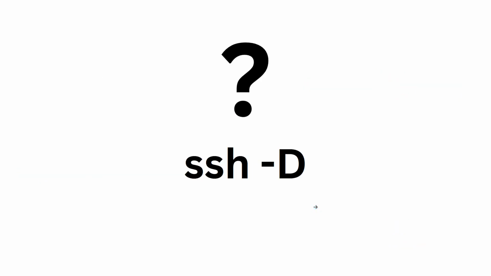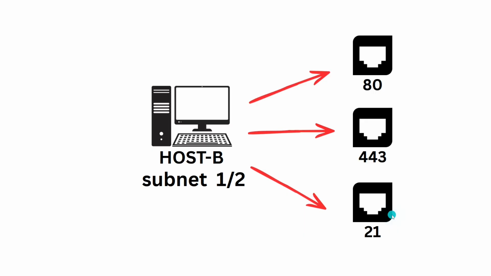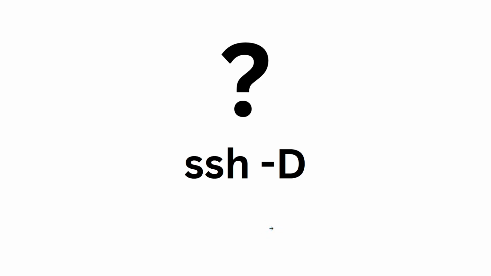Now, how do hackers pivot with SSH -D specifically? Well, the SSH command with the -D option is for Dynamic Port Forwarding. It's dynamic because you can send your data to any port residing on the destination machine, hence the word dynamic. Remember though, these are software ports, not physical ports. Now again, how does this work?